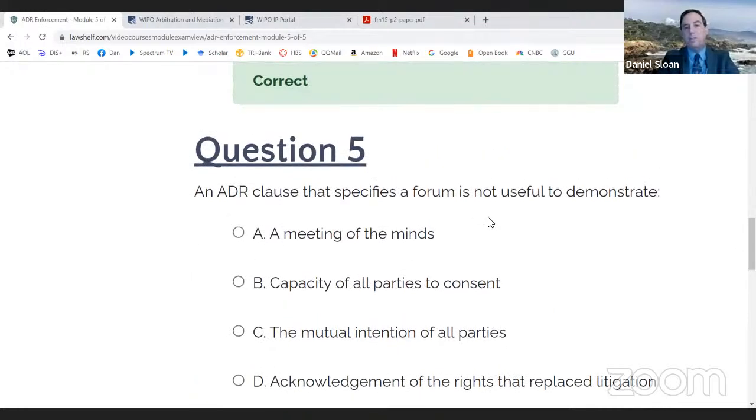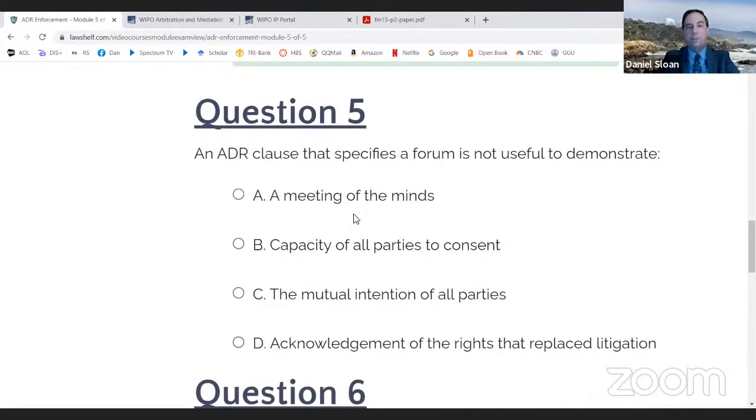So an ADR clause that specifies a forum is not useful to demonstrate what? A: a meeting of the minds, B: capacity of all parties to consent, C: the mutual intention of all parties, D: an acknowledgement of the rights that replace the litigation.